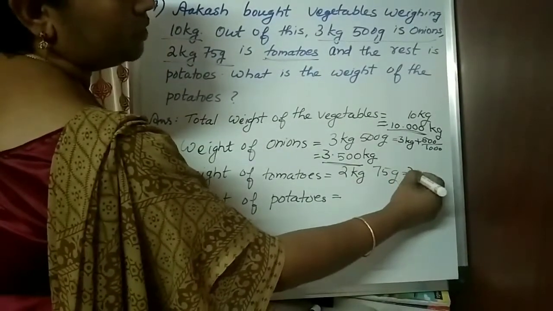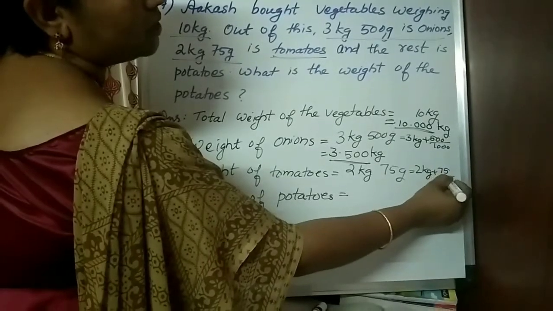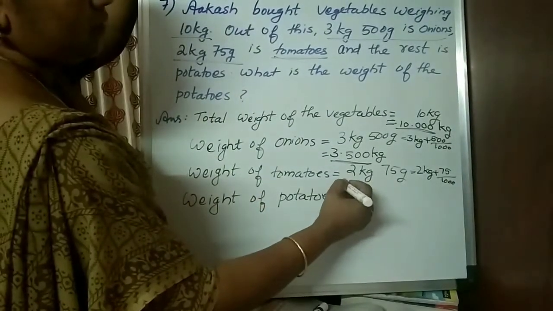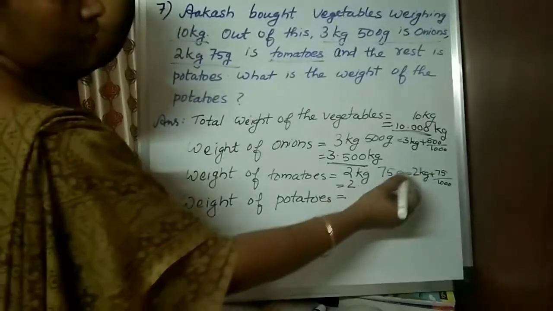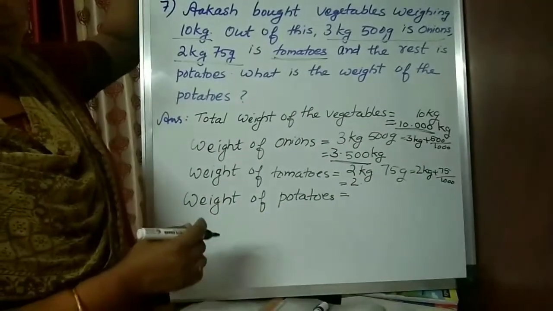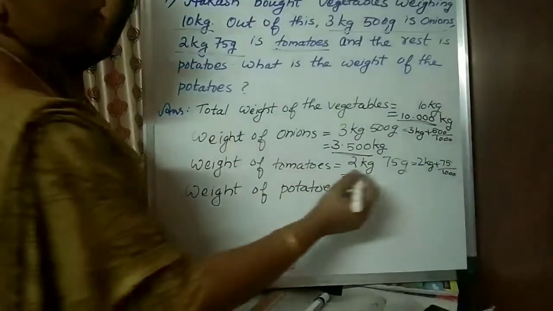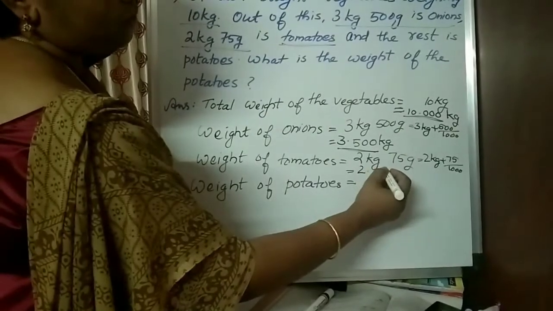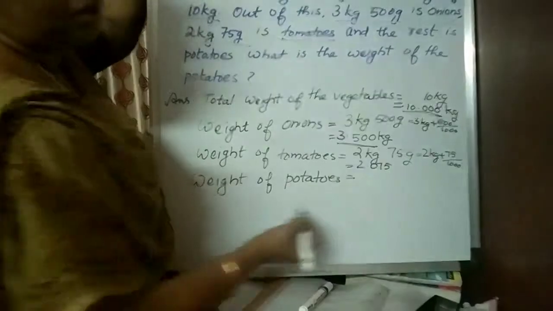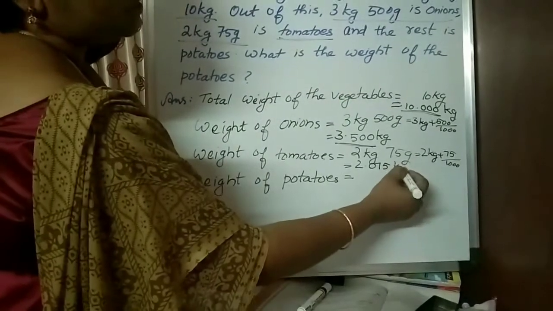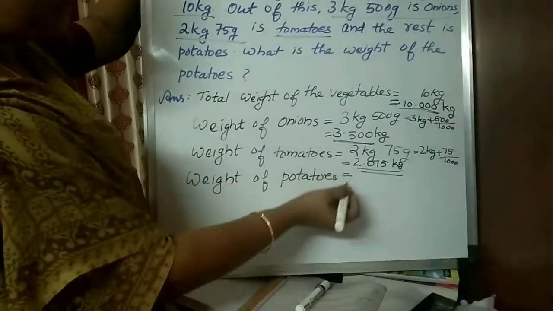Then weight of tomatoes is equal to 2 kg 75 gram. Here also you convert: 2 kg plus 75 by 1000. That is 2 is the whole number part and 75 by 1000. Numerator there is only 2 digits, but in the denominator 3 zeros are there. So we need one more digit. So numerator 075, so on the left side there is 0, that much kilogram.